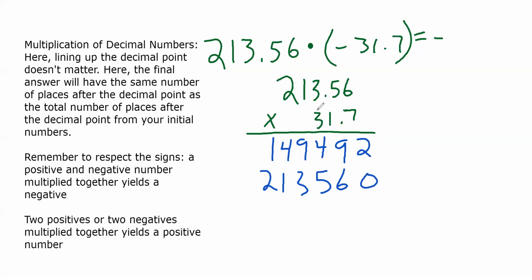Finally, we got to multiply this 3 through. You need another 0. You need 2 zeros. You need 1 more than you used in the previous line.